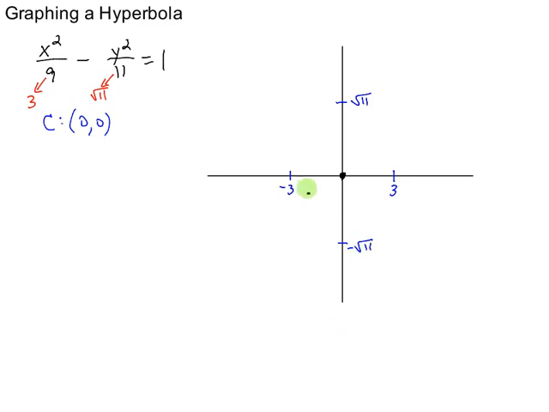Okay? And now, what this allows me to do is graph my asymptotes. My asymptotes can be drawn by rising and running. So I'll rise up to the square root of 11 and I'll run to the 3. And now I've got my center and I've got this red point. I can draw this asymptote, this diagonal line. I can get my other asymptote by starting at my center and rising to the square root of 11 and running to the negative 3.